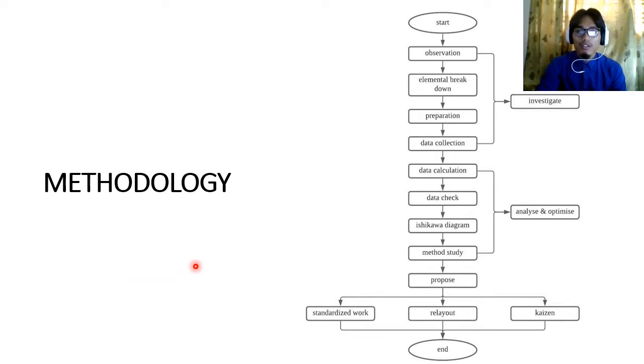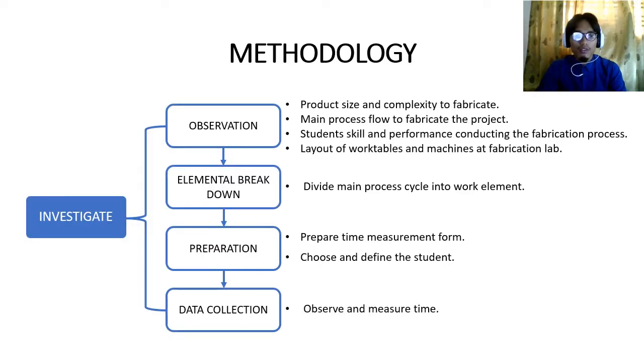The methodology consists of three phases, which are investigate, analyze, and propose. These phases are based on the objectives of this project. For investigate, there are 4 steps. First, observation. There are several things that need to be observed during the fabrication project. First, product size and complexity to fabricate. Second, main process flow to fabricate the project. Third, student skills and performance conducting the fabrication process. Fourth, layout of work tables and machines at the fabrication workshop.